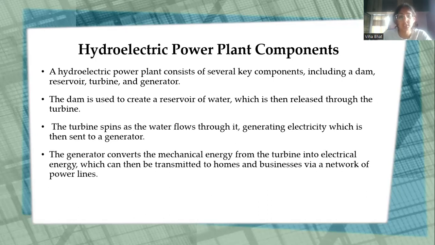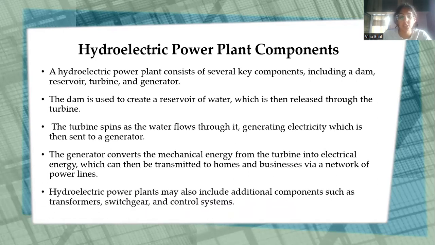The generator converts the mechanical energy from the turbine into electrical energy, which can then be transmitted to homes and businesses via power lines. It may also include other additional components such as transformers, switch gates, and control systems.